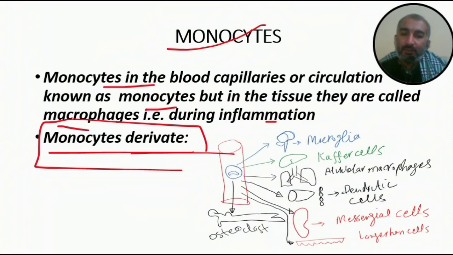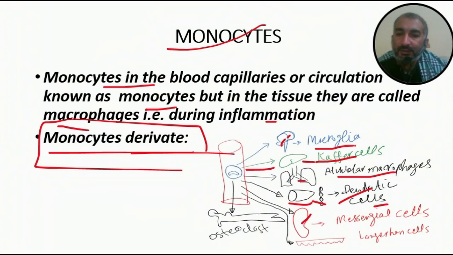First, monocytes in the central nervous system are called microglial cells, and second, in the liver they are called Kupffer cells, and in the lungs they are called alveolar macrophages, and in the spleen and lymph node they are called dendritic cells. In the kidney they are called mesangial cells, and in the skin they are called Langerhans cells. In the bone they are called osteoclasts. That's very easy. They have different names in different tissues. We just have to remember that. In some books they are written with different names, so we don't have to be confused.